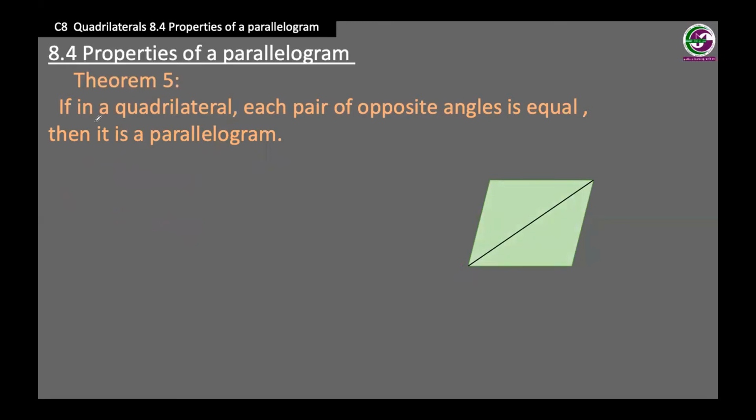If in a quadrilateral, each pair of opposite angles are equal, then it is a parallelogram. Opposite angles are equal. So we are given that the whole angle, let's say this is 110, this is also 110, and here it is, let's say 70 and 70, then it is a parallelogram. It is by construction we can do that, or even by activity we can show that. You will not be asked about the proof for this theorem.